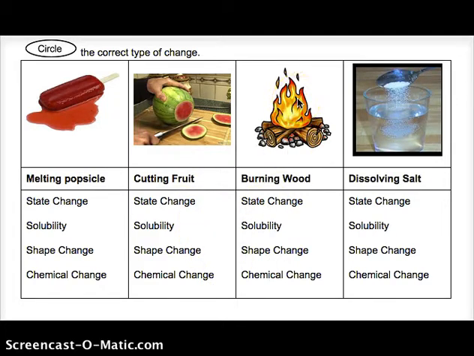The next example is burning wood. So you have a campfire and the wood is burning. What type of change is that? State change, solubility, shape change, or chemical change? Circle the correct change now.